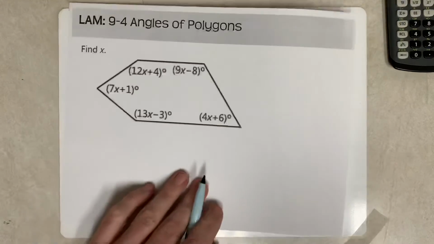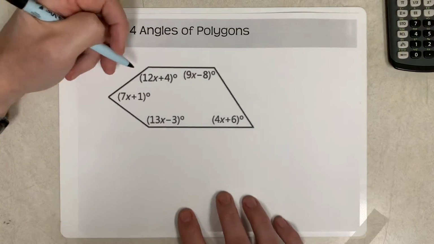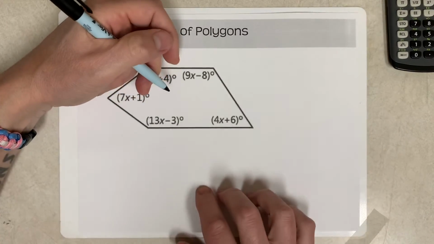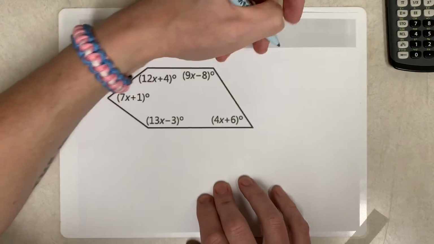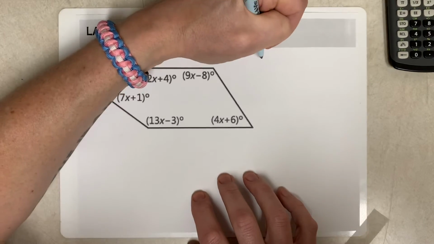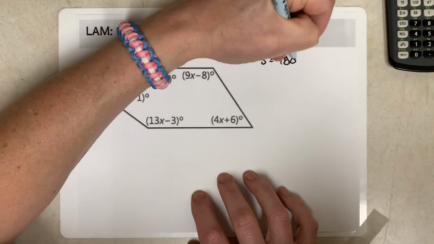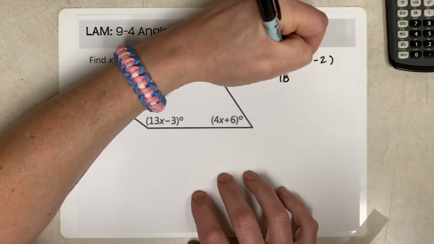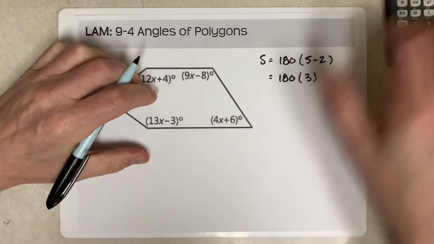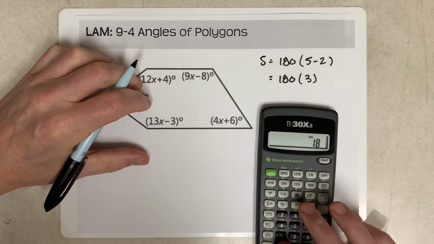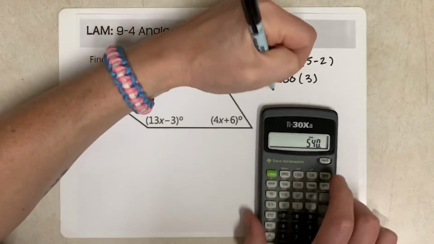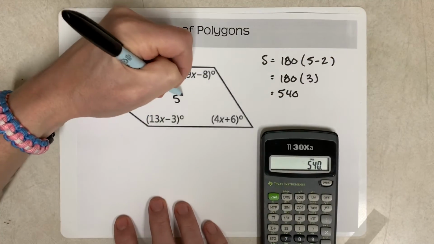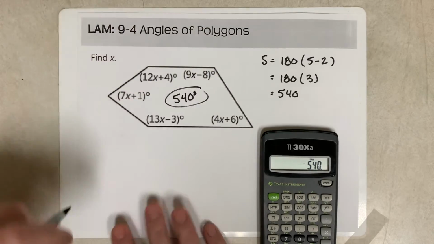Okay, next one. We have this one, 1, 2, 3, 4, 5 sides this time. And so we have not encountered that. So let's do S is equal to 180 times 5 minus 2. That's going to give us 180 times 3. Okay, so 180 times 3 is 540. And so this sum is all going to be equal to 540.